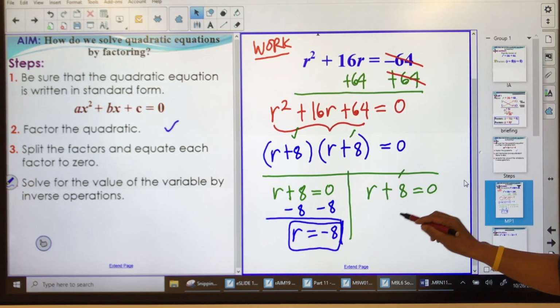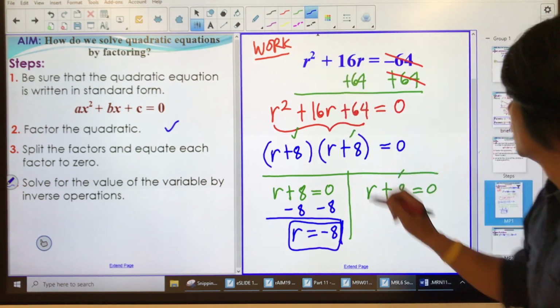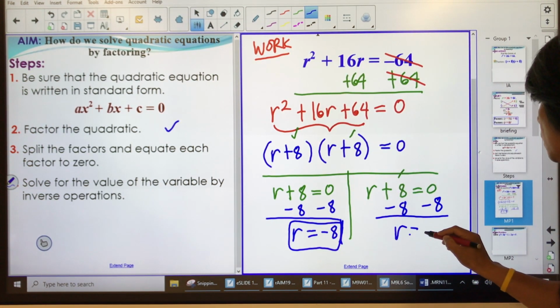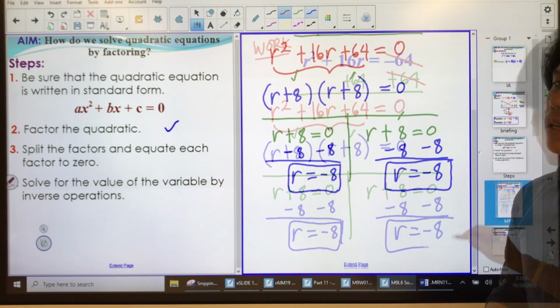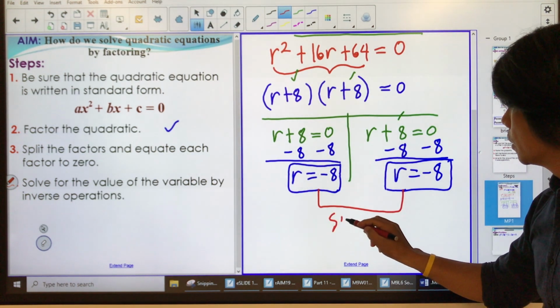And the second part is, obviously, similar. They're the same, actually. So take away 8 from both sides. So r is equal to negative 8. And so these two values are called solutions.